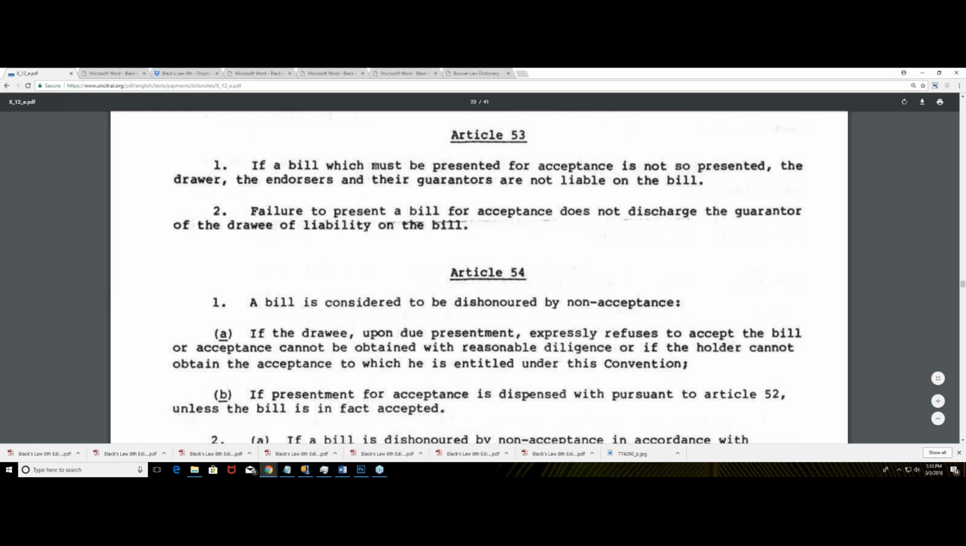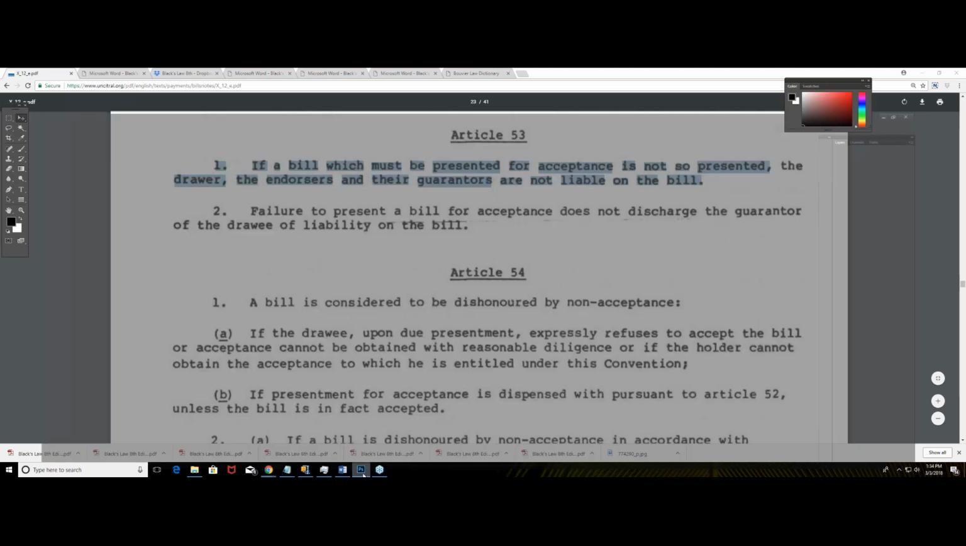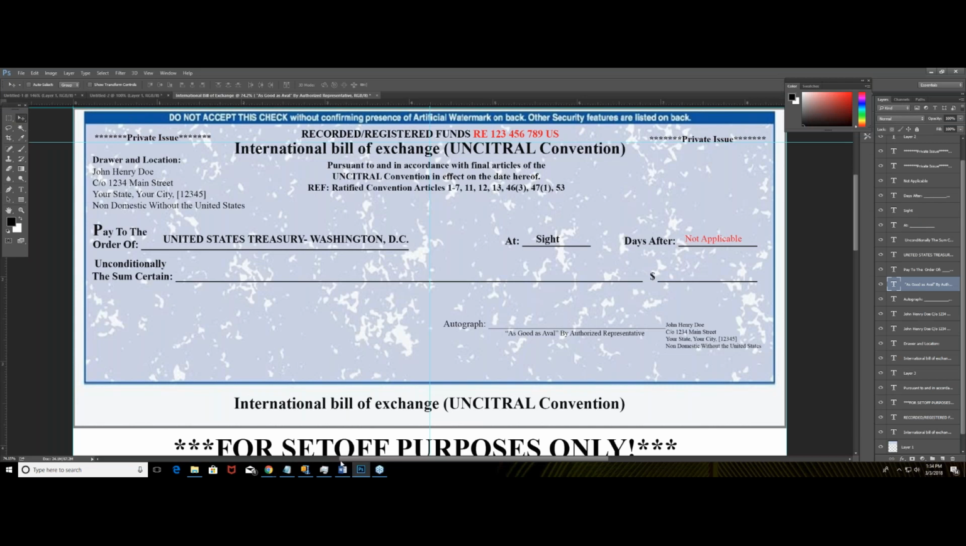If a bill which must be presented for acceptance is not so presented, the drawer, the endorsers, and their guarantors are not liable on the bill. Oh, my God. So if they take your check or your instrument and don't present it, you're not liable. They have to present it. You have to make me liable. That's what Gene Keaton was saying. You hear Gene Keaton, he said that in Securitization 101. He wrote that letter to that lady: if you want to make me liable on this instrument, you've got to make presentment with it.